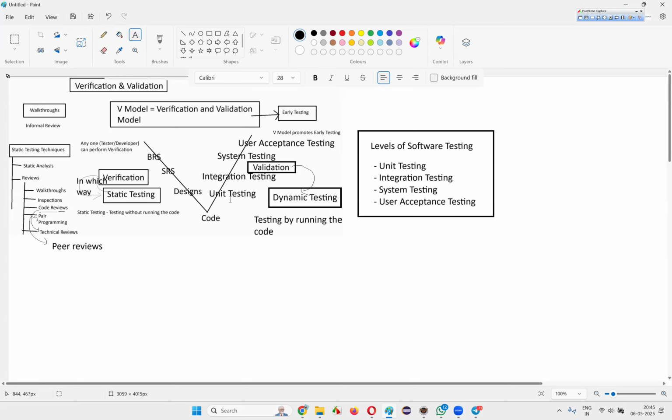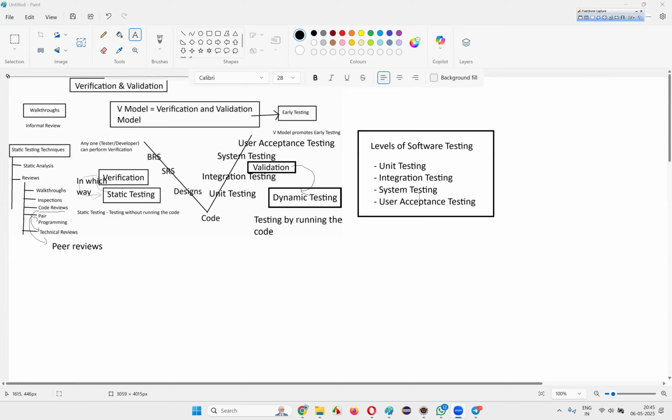So whether it is unit testing, integration testing, system testing, or user acceptance testing, in which way will it be done? It will be done in the dynamic testing way. All these levels of software testing will be done in the dynamic testing way, guys. Okay, clear? Everyone clear about what dynamic testing is here? Validation testing is done in the dynamic testing way, and the levels that follow this approach are unit testing, integration testing, system testing, and user acceptance testing.